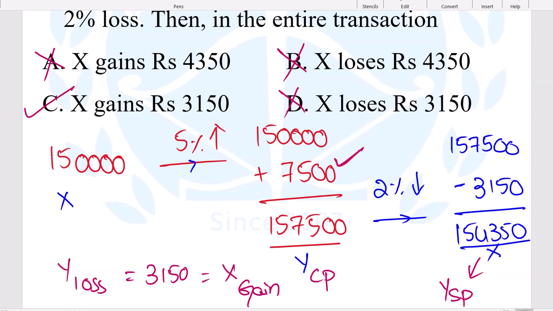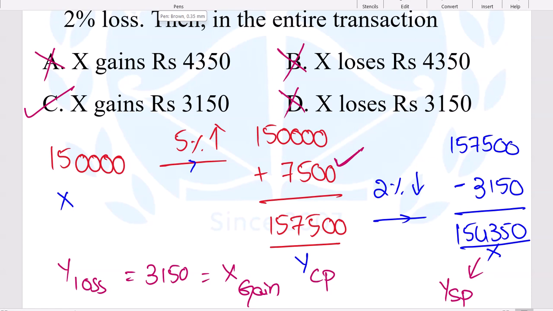Calculations are one part of the game, but here at the end, whether it is 4,350 or 3,150, so many people are thinking about that last value, including me. 1,50,000, 1,54,350, but 1,54,350 is given by X to Y. X is not receiving that amount. X gave that amount to Y.